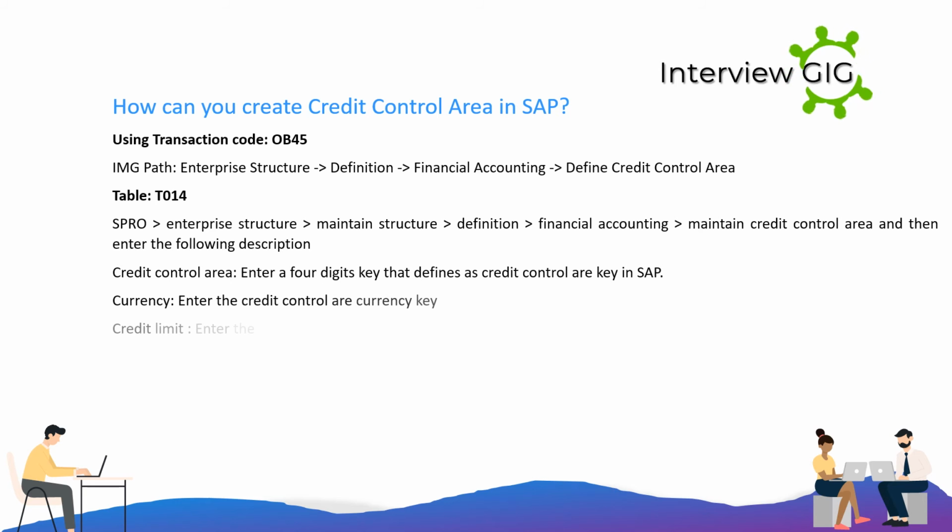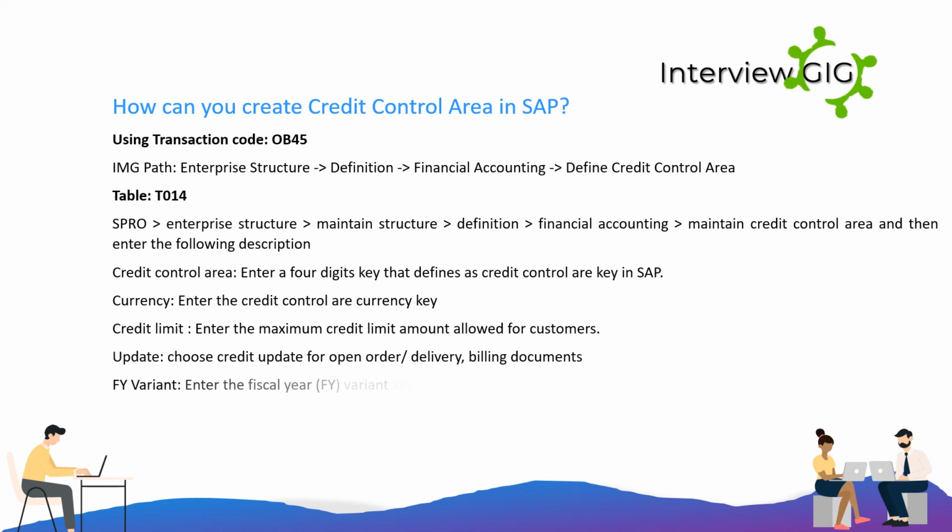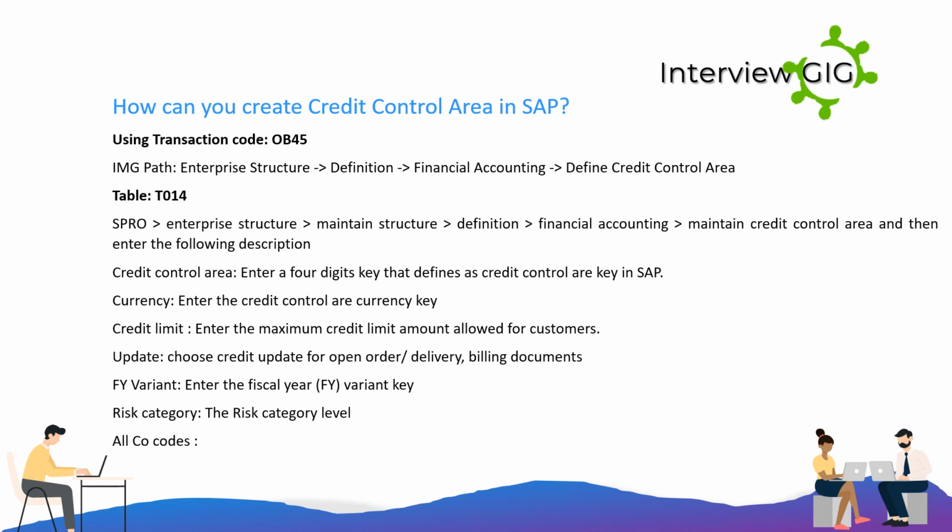Credit control area: enter a 4 digit key that defines the credit control area key in SAP. Currency: enter the credit control area currency key. Credit limit: enter the maximum credit limit amount allowed for customers. Update: choose credit update for open order/delivery, billing documents. Fiscal year variant: enter the fiscal year variant key. Risk category: the risk category level.